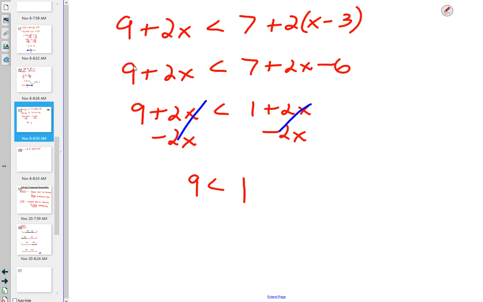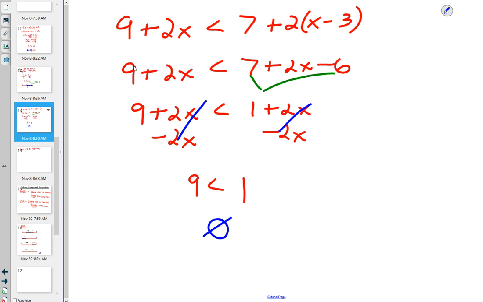Is that true? I got the 1 from 7 minus 6. Is 9 less than 1? No. So what that's telling you is that no matter what number you plug in for x, your inequality will be what's known as inconsistent. It won't work. So this inequality has no solution.